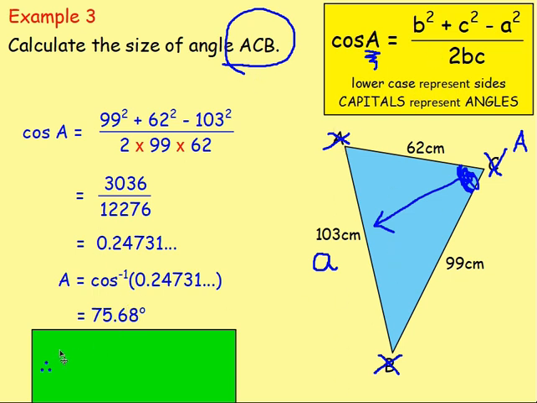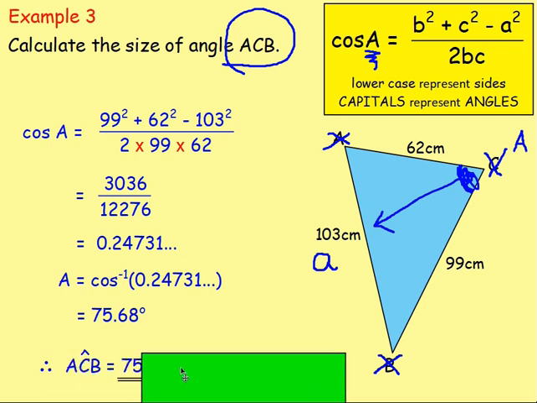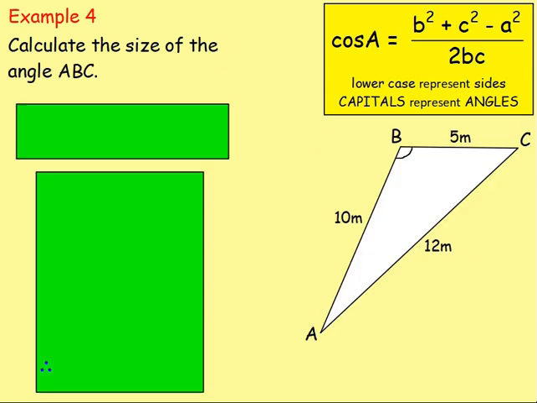So what you can say then is that ACB is equal to 75.68. It seems obvious, it seems like common sense, but if you're asked for ACB, finish off by saying ACB is this. Don't say something else equals that. Just make sure that you put that down. And that's your answer.